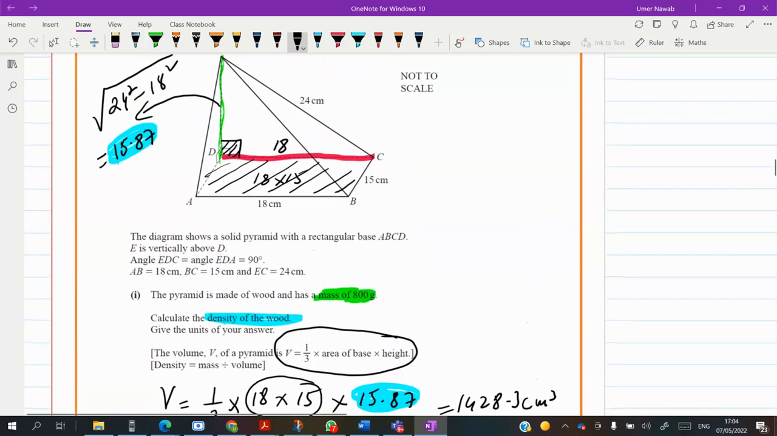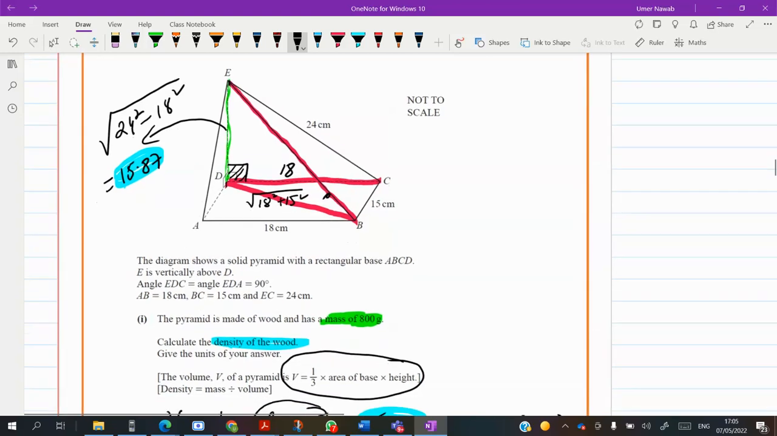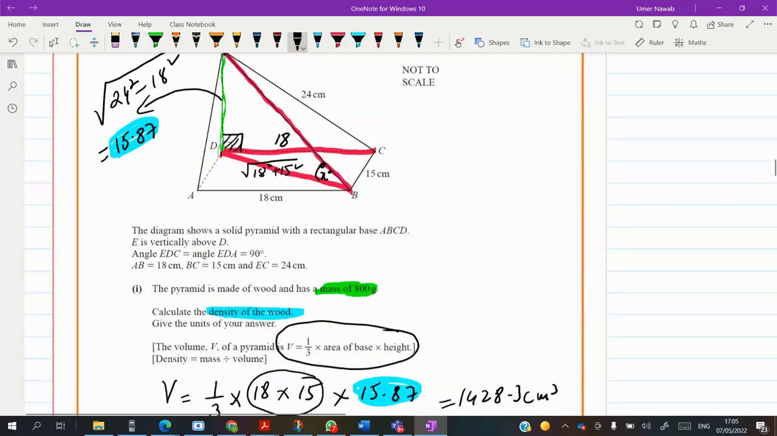Angle between BE and the pyramid base. Okay, guys, draw the projection of BE, which is BD. I want to find this angle. So BD is found using Pythagoras, guys. So I can easily find this angle.